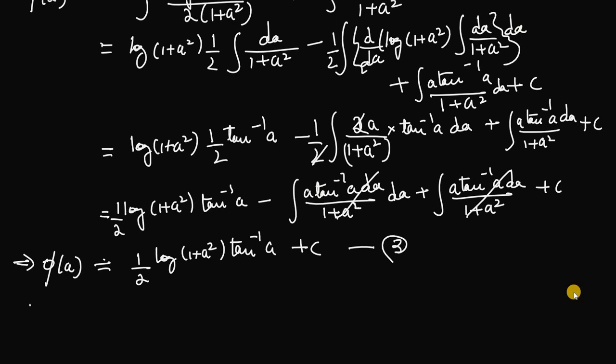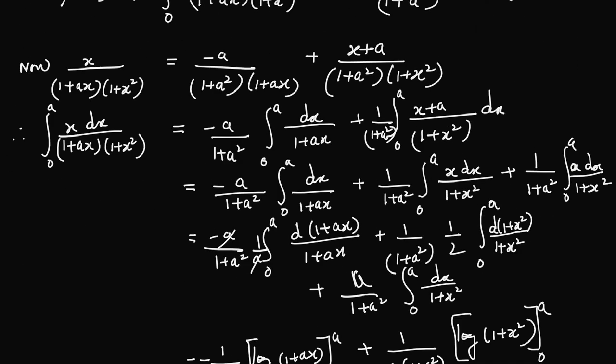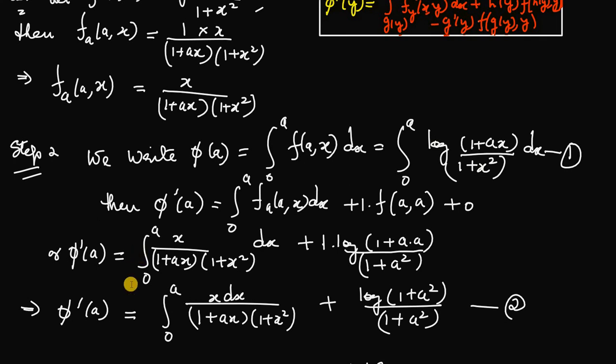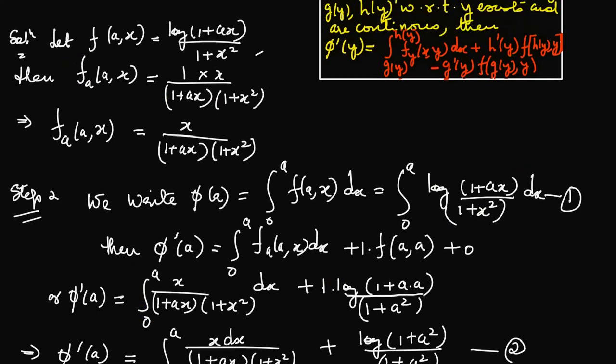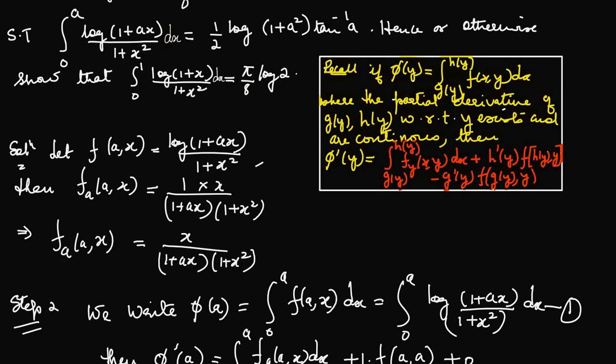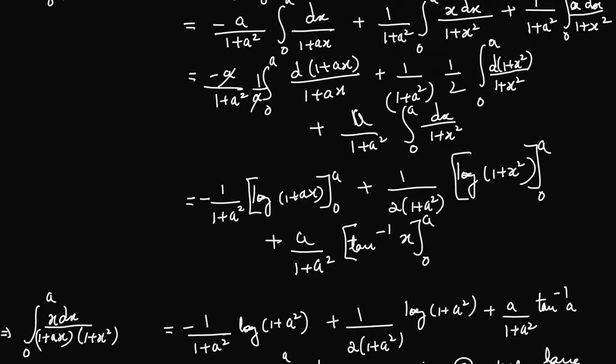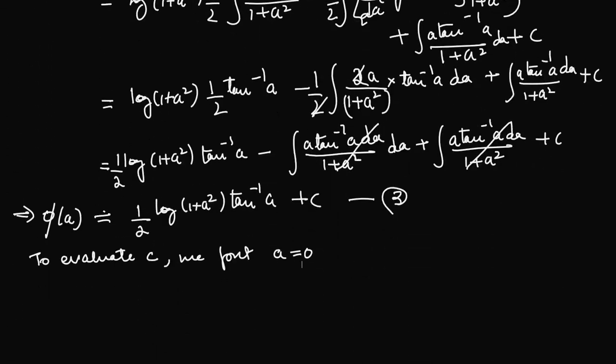So to evaluate c, we put a is equal to 0. The initial value of a in the lower limit is equal to what? It is 0. You can see from the given integral, that is this one, it is 0. So therefore we put the initial value of a, that is 0, and then see what we'll have now.